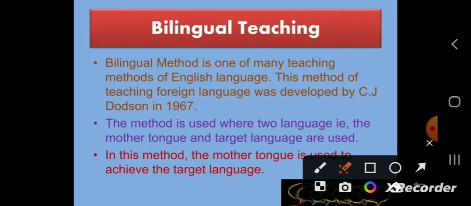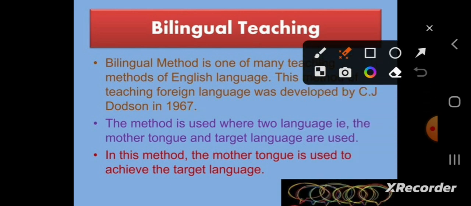This method of teaching foreign language was developed by C.J. Dodson in 1967. The method is used where two languages, that is, the mother tongue and target language, are used. In this method, the mother tongue is used to achieve the target language.